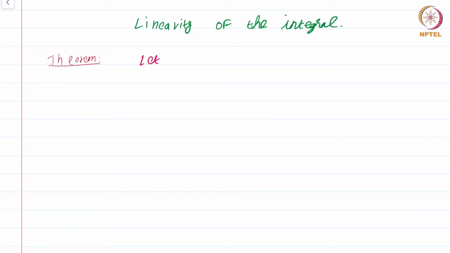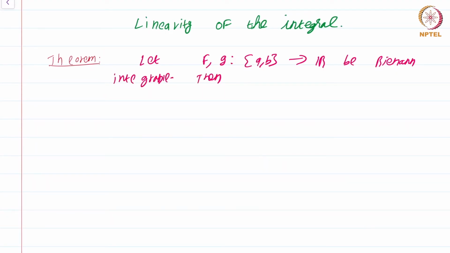Let f, g from [a, b] to R be Riemann integrable. So you are given two Riemann integrable functions. Then, number one: integral a to b of kf is equal to k times integral a to b of f for all k in R. If you multiply the function by a constant k, then integrability is preserved. Moreover, the integral value is just k times integral a to b of f.